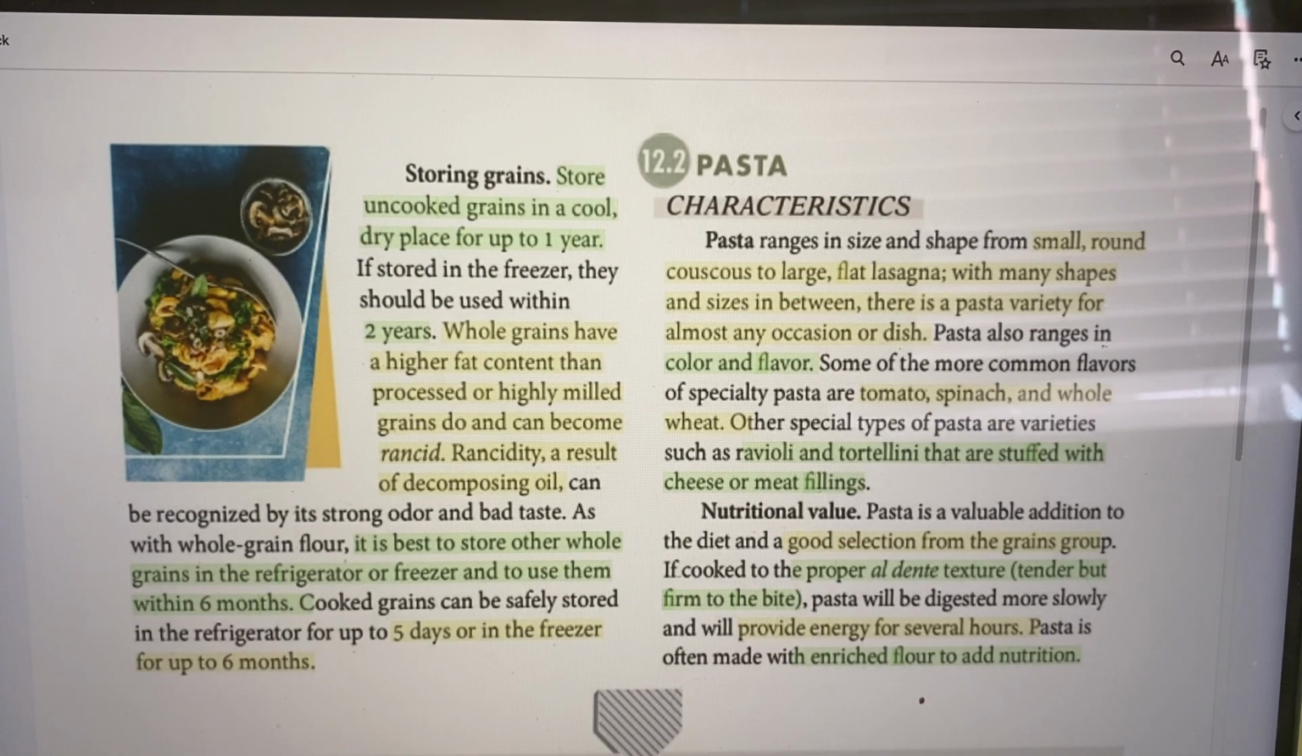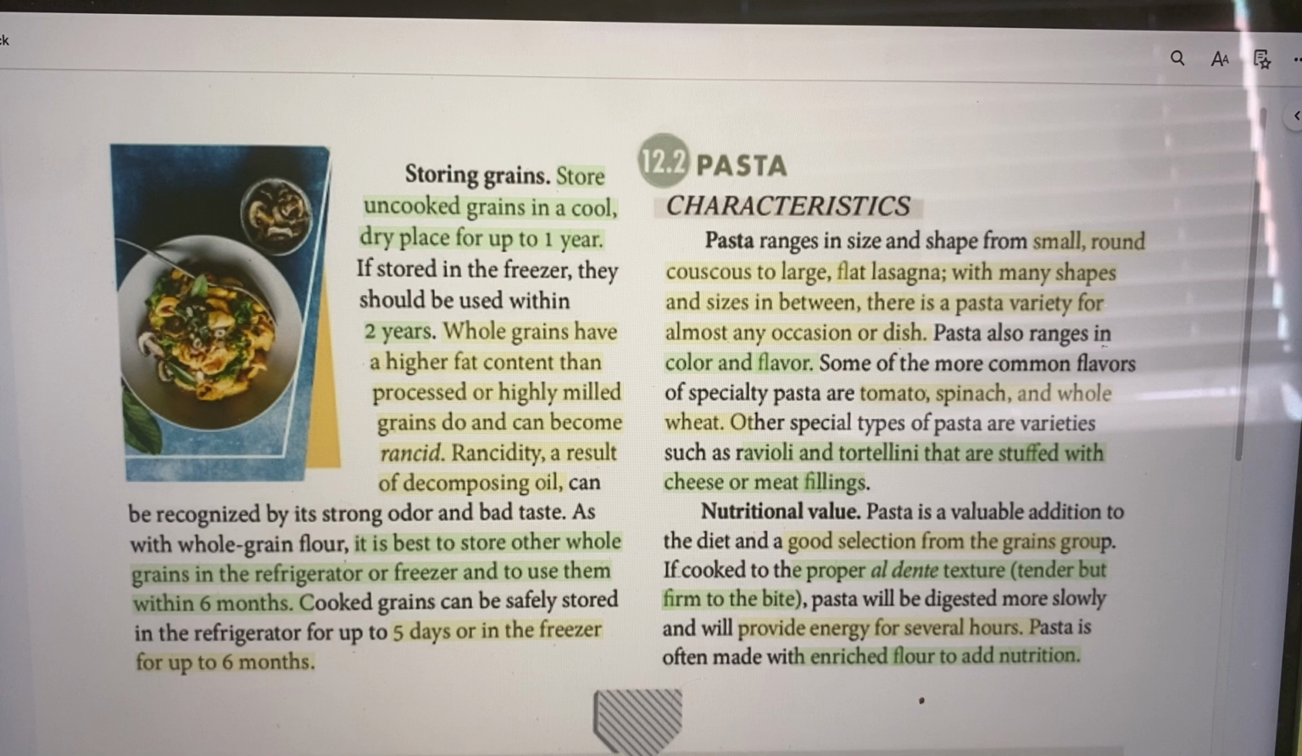So pasta. I'm going to go over pasta because section 2 is pretty quick. So pasta. Characteristics of pasta. Pasta ranges in size and shape from very small, round couscous to large, flat lasagna, many shapes and many sizes. Pasta has so much variety for any dish. You can make your dishes look different just by the kind of pasta you have.